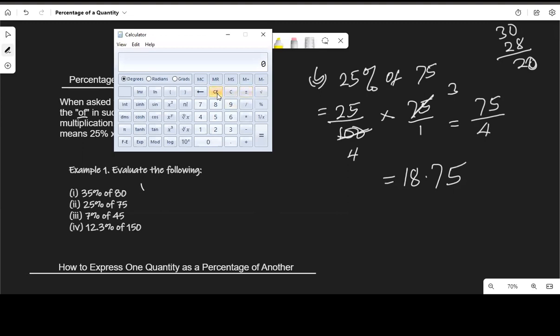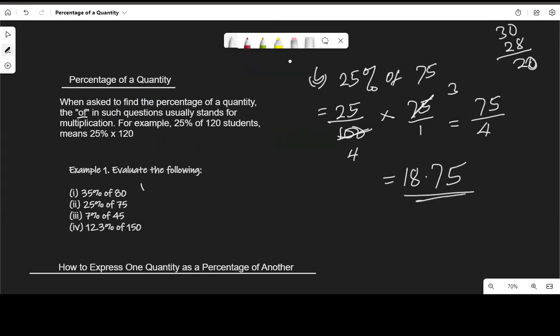Now 75%, which is 75 over 100, divided by 100, equal to 0.75. Oh, no, that was a mistake from me. It's supposed to be 25% of 75, which is 25 over 100, 0.25. 0.25 times 75 is 18.75. That is for question B.